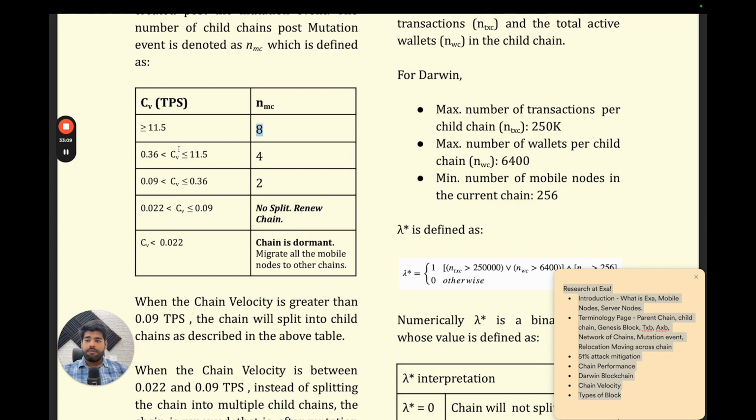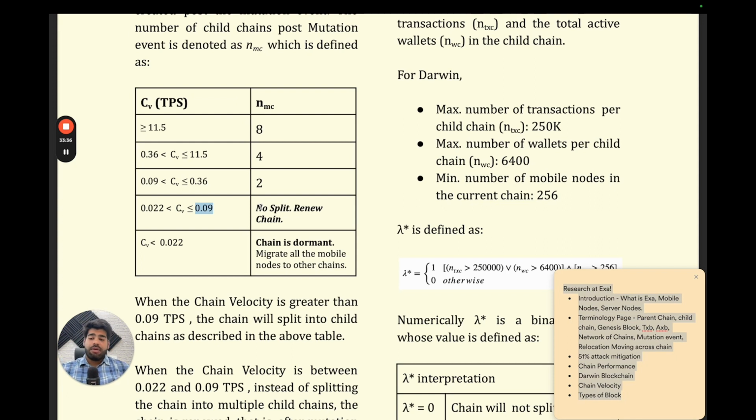And if the chain velocity is between 0.36 and 11.5, the chain will split into 4 and 2 given for this condition. And there is a condition when the chain may not even split. So it will just basically renew the chain, and the mutation will just create a new child. Only one child will be created for that parent, is what this means.